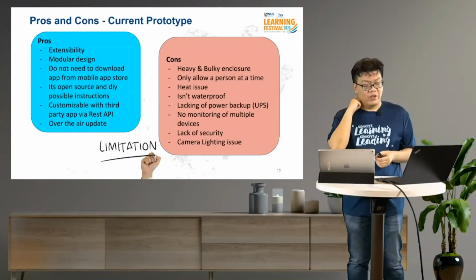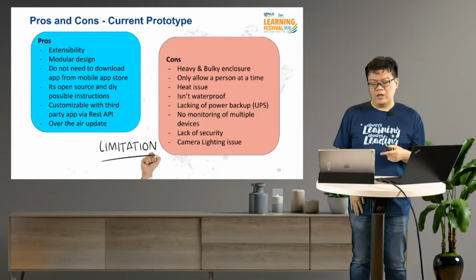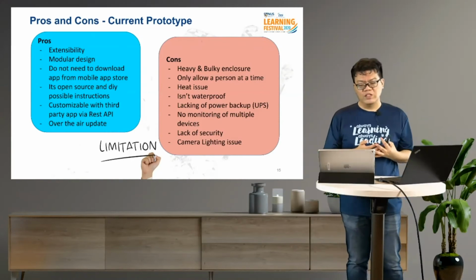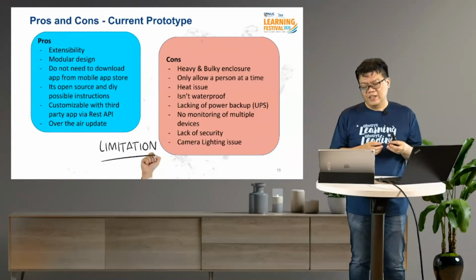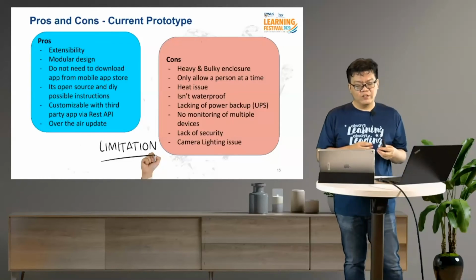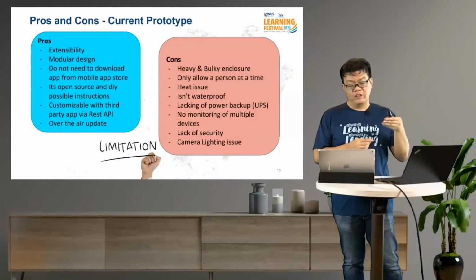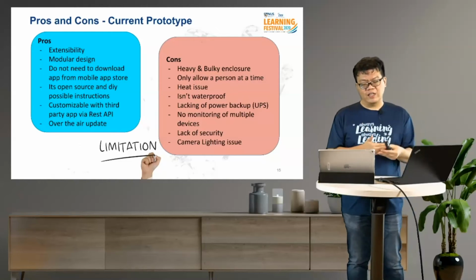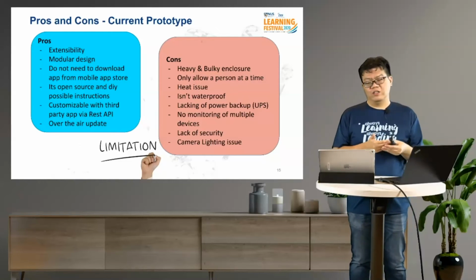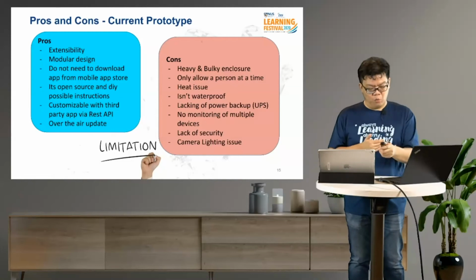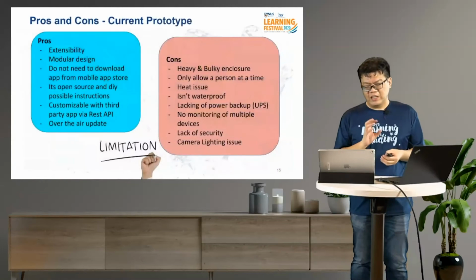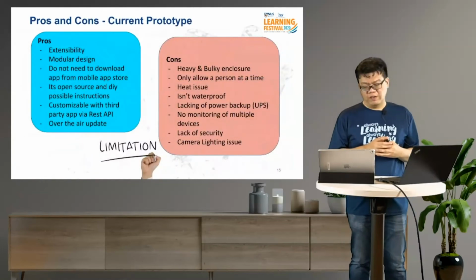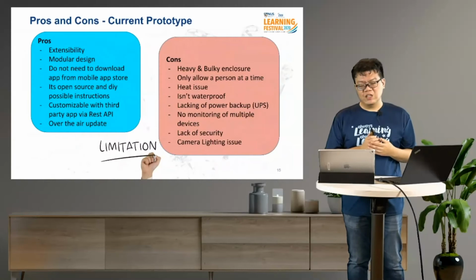And this device has a heat issue. When I have a TPU installed and wired with this device, it generates a lot of heat. Even for the Raspberry Pi, I have to put a heat sink on it so that it doesn't heat up so fast. With the Raspberry Pi 4 and the TPU inside the enclosure, it generates a lot of heat, so it's unbearable. Later on I will show you how I solve the heat issue, but it's still a problem for the device.